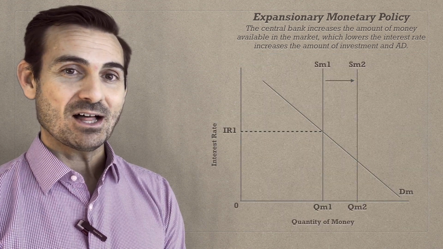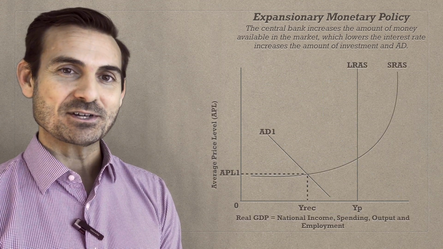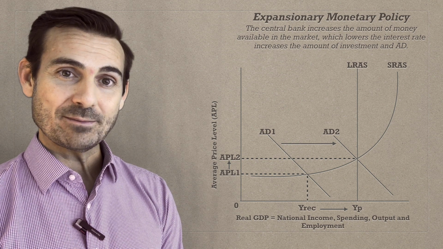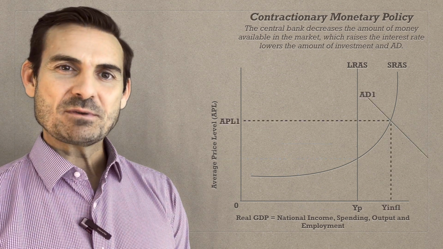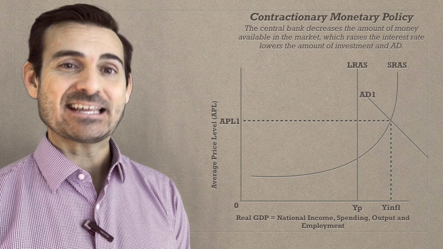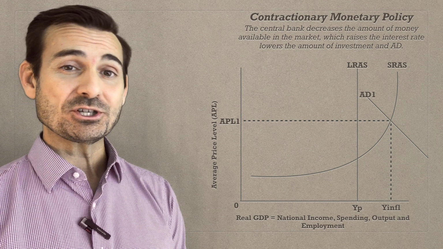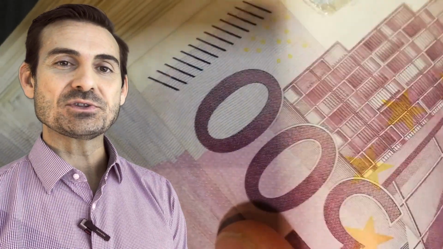The increase in supply decreases the rate of interest, increases the amount of investment, and also increases aggregate demand, shrinking or eliminating the recessionary gap. But what if the economy finds itself in an inflationary gap, where the amount of output exceeds the potential output in the economy? In this case, the central bank would want to try to reduce aggregate demand. And they could do this by reducing the supply of money in the market.